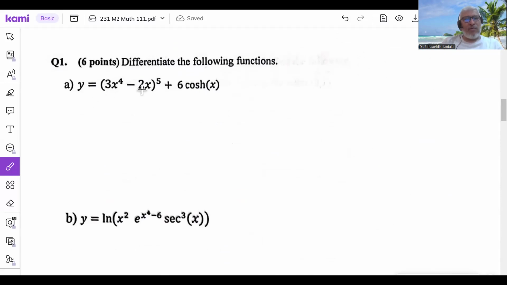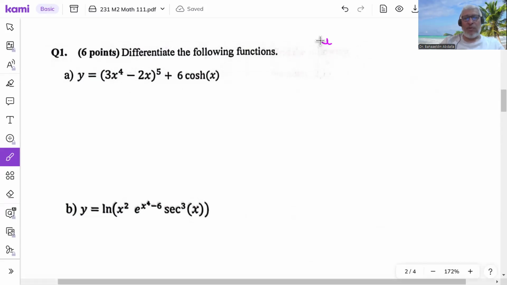Well, here I have u to the power n, and this is cosh x, or hyperbolic cosine. So how do we find the derivative of u to the power n? The derivative is n times u to the power n minus 1 times u prime, the chain rule. So y prime would be 5 times (3x to the power 4 minus 2x) all to the power 4. We subtract 1 from the power, times the derivative of u.